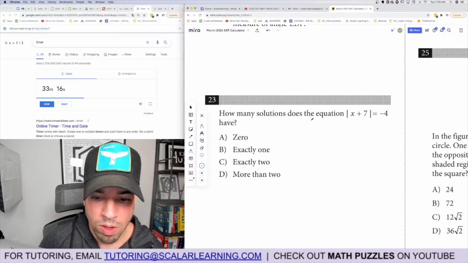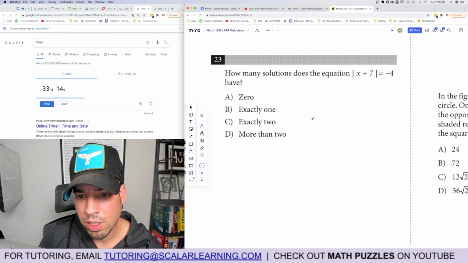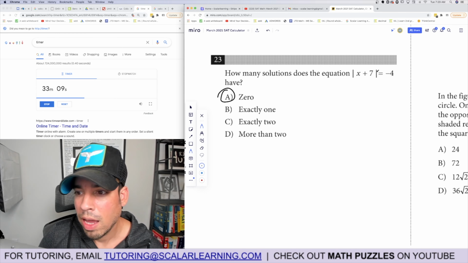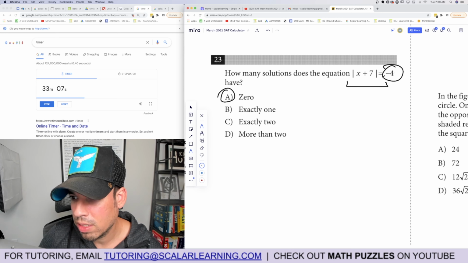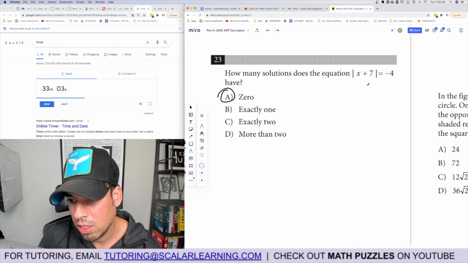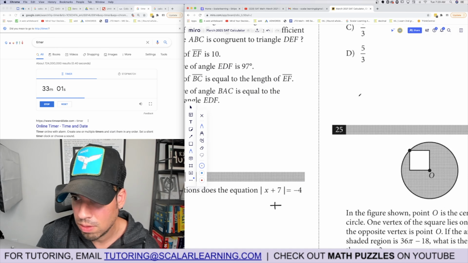But, yeah. How many solutions does the equation have? All right, none. Anytime we have an absolute value equal a negative, it's impossible. Because how are you going to get an absolute value to equal a negative? Everything that comes out of here is positive, so it doesn't fly.